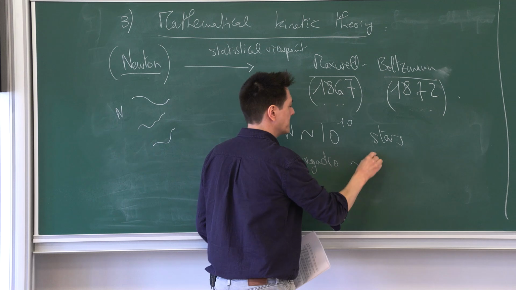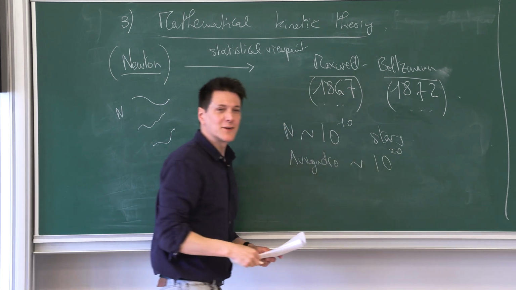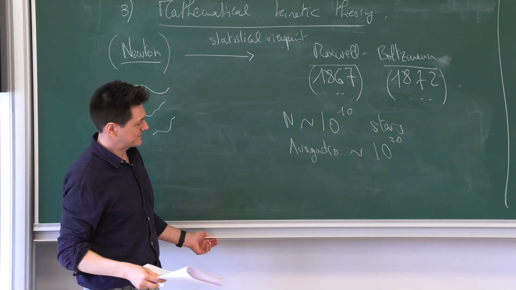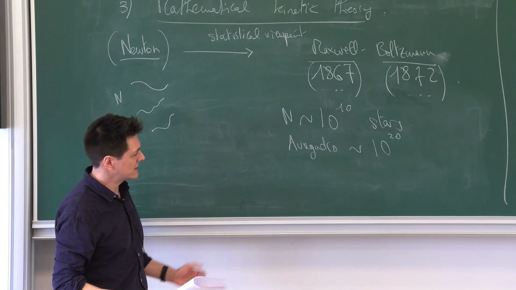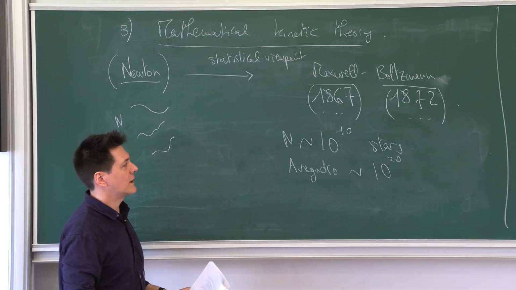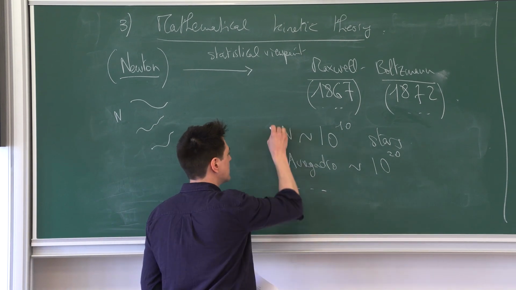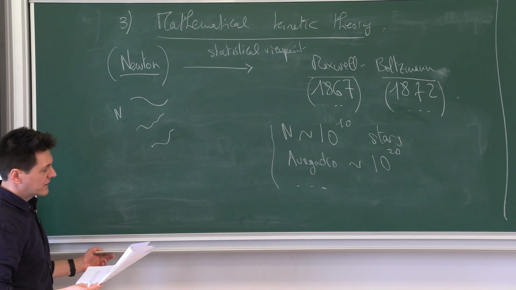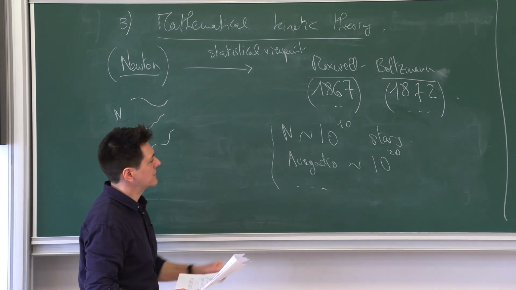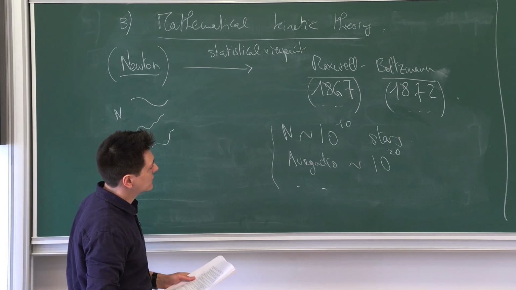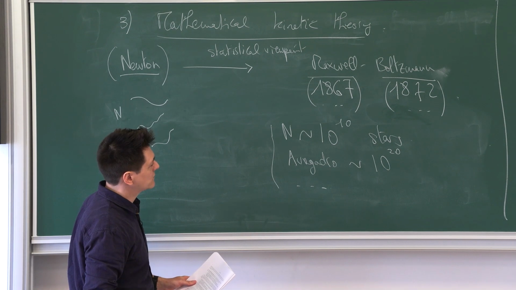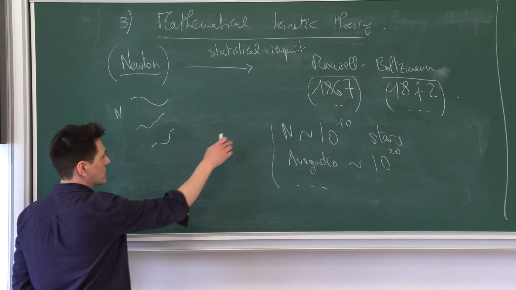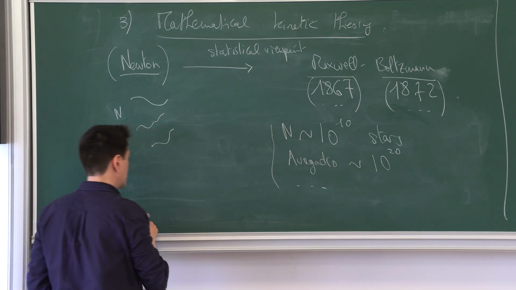In chemistry, the Avogadro number maybe, is 10 to the 20 molecules in a mole. And you have other models then for flux, crowds, and so on. So you have a very large number of individuals, and then you want to adopt a statistical viewpoint.